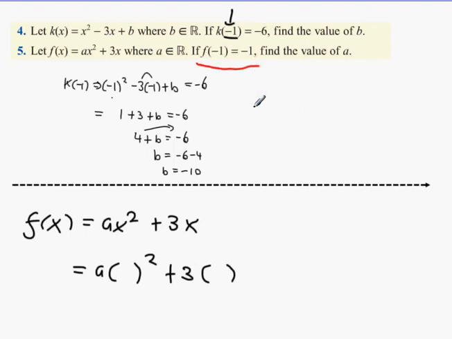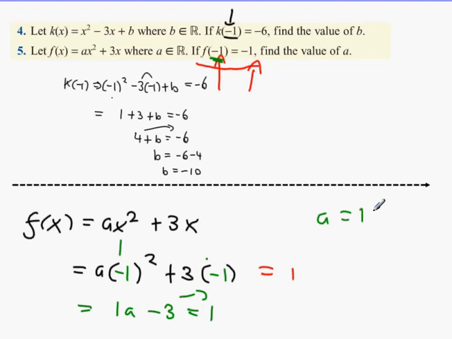What does this piece of information tell us about our input? What's the input? The input is minus 1. So this minus 1, which is underlined in green, goes in here. And what do you get? What's minus 1 squared? 1. 1 times a? 1a. 3 times minus 1? Minus 3 equals 1. Bring over the minus 3. a equals 3 plus 1, which is 4.